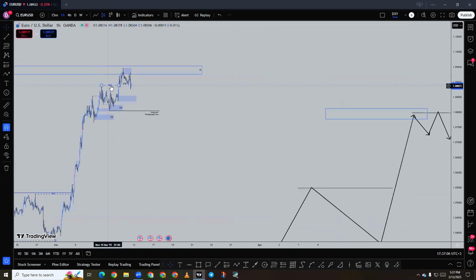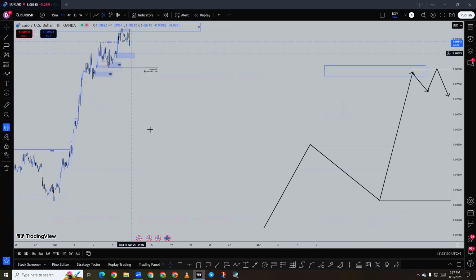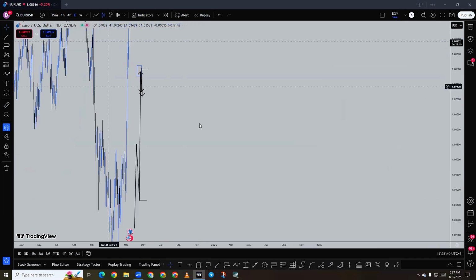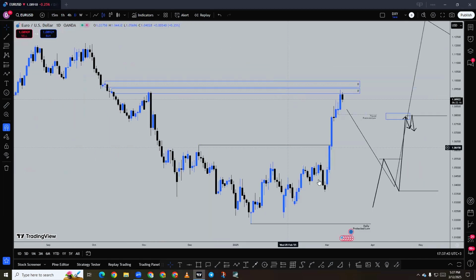So this is where we've broken the internal structure to the upside. If price then comes and breaks the internal protected low, and this supply zone holds, then that is a good sign that the swing pullback has already begun. Then we can start looking for the retracement moves, or the continuation sell moves to the downside, and from native value on the daily, like I just mentioned, you can just wait for this to happen.